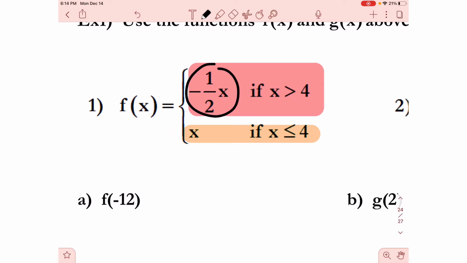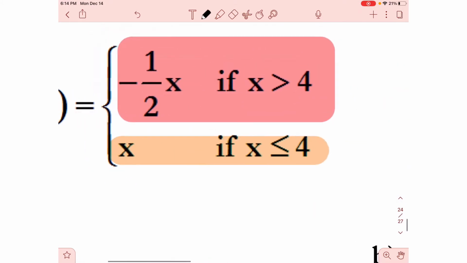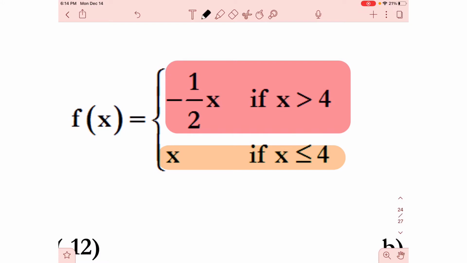There's two parts to this one, and the way we know which part goes where is all about this, which gives me my parameters. So this part of the equation upholds only when x is greater than 4. And then this part of the equation upholds when x is less than or equal to 4. Okay, so if I'm trying to find f of 10, we would have to decide, well, which one is this going to go into? Is it going to go into the red or the orange? Because 10 is greater than 4, it would go into the red.